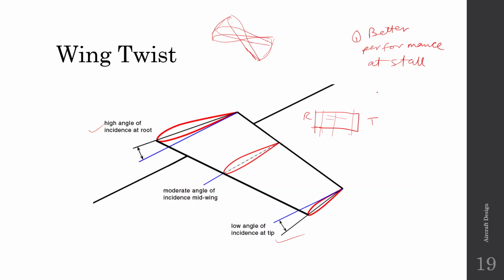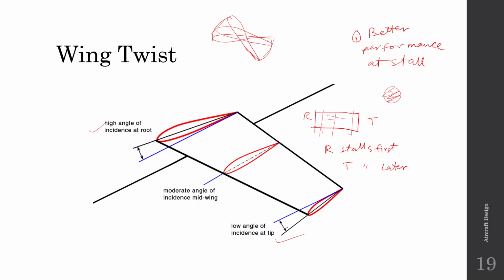Another thing is that if you twist the wing in such a way that there is a high angle of incidence at the root and a low angle of incidence at the tip, then what happens is that the root stalls first, and the tip stalls later.